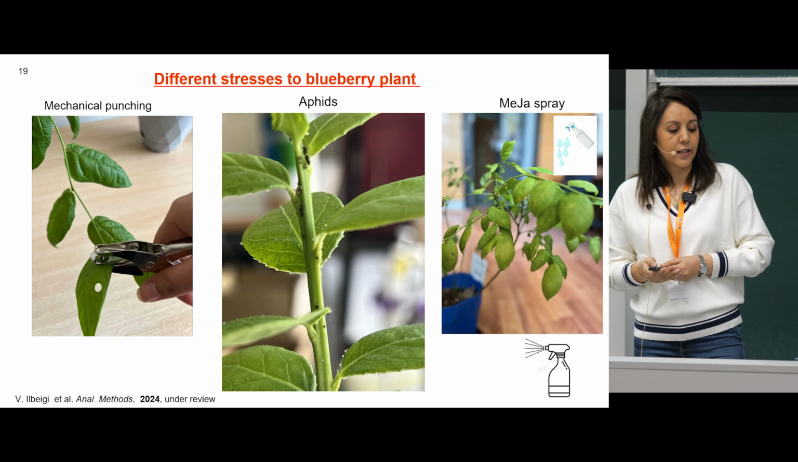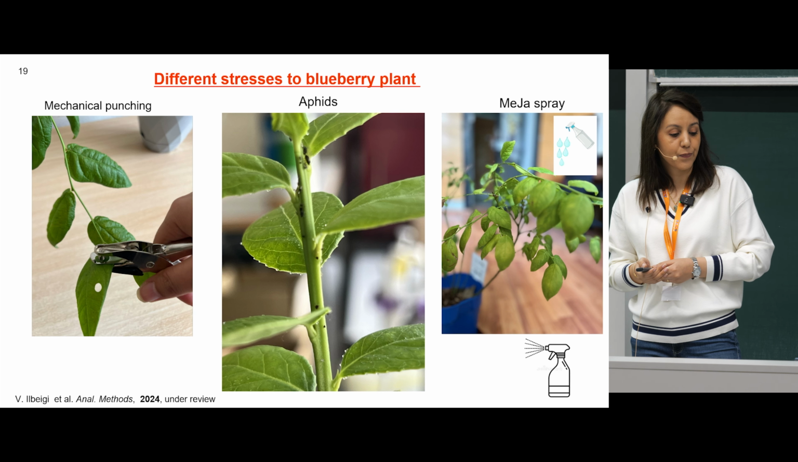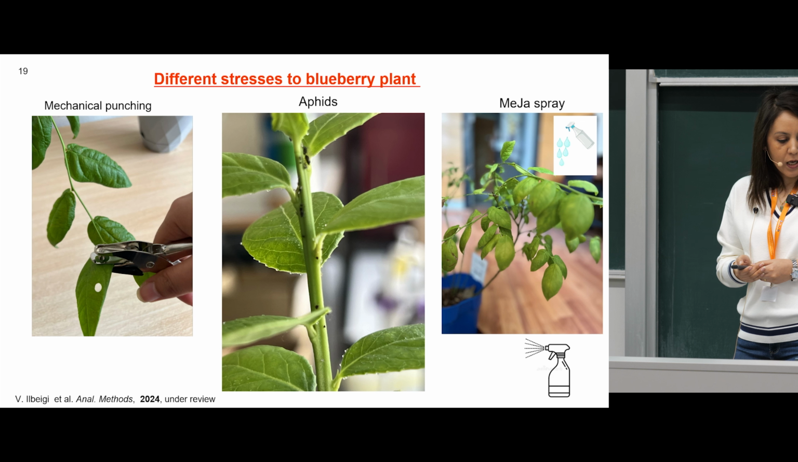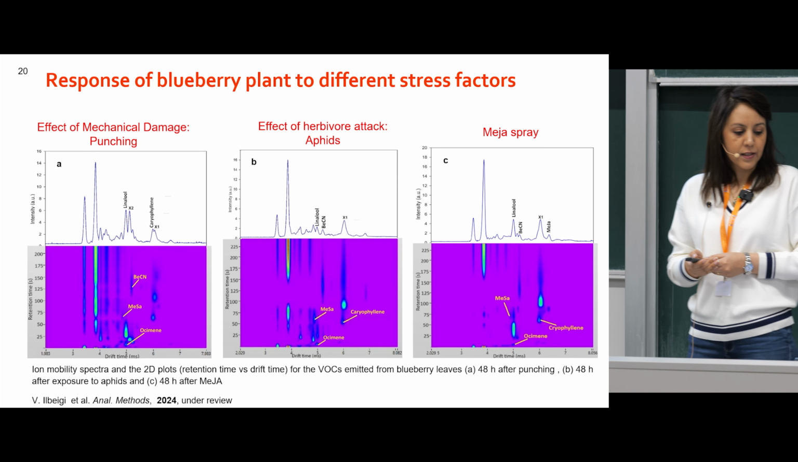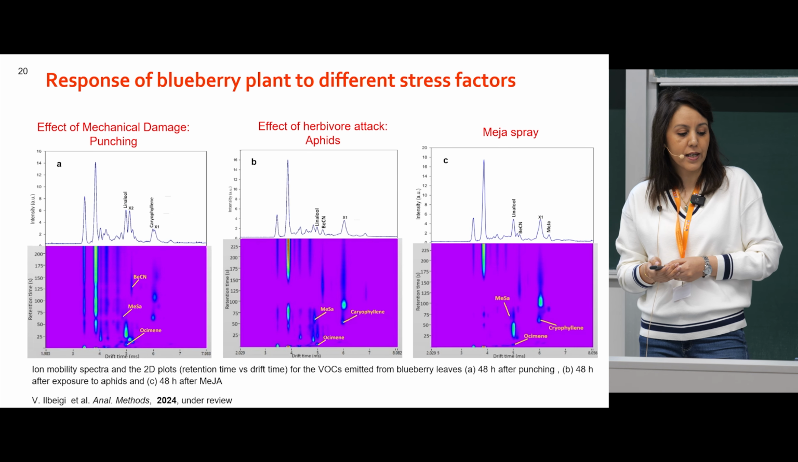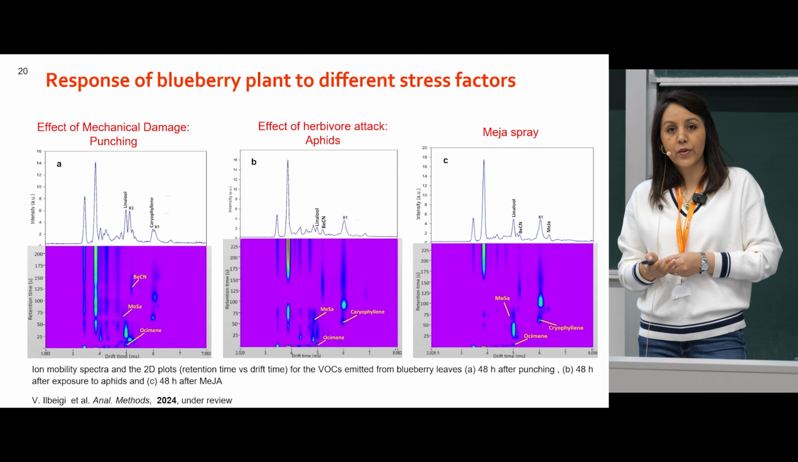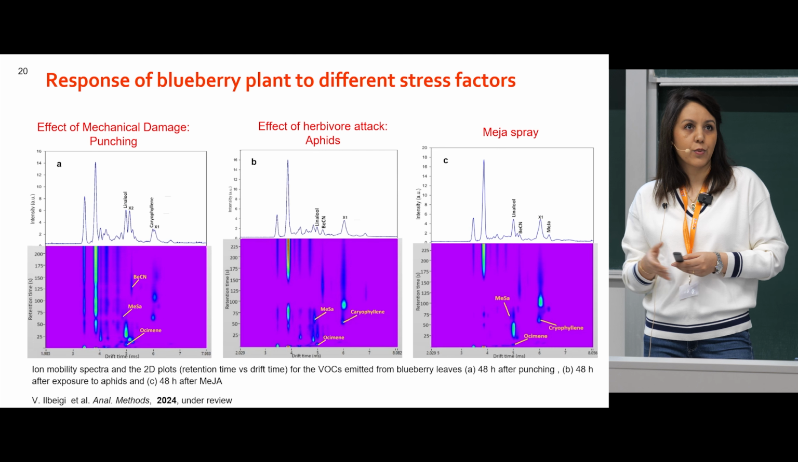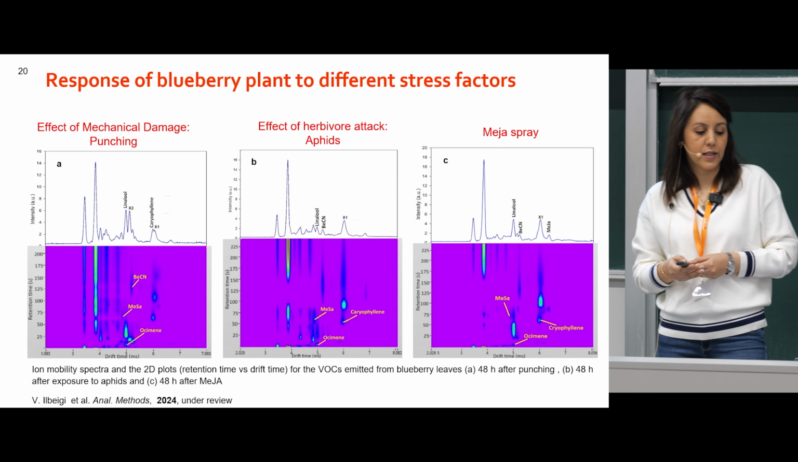We investigated three different stresses to blueberry plants, including mechanical damage by punching, herbivore attack by aphids, and methyl jasmonate spray. In this slide, I show the response of blueberry plants to different stress factors. As you see, the plant produces different VOCs with different intensity and concentration when exposed to different stress factors.